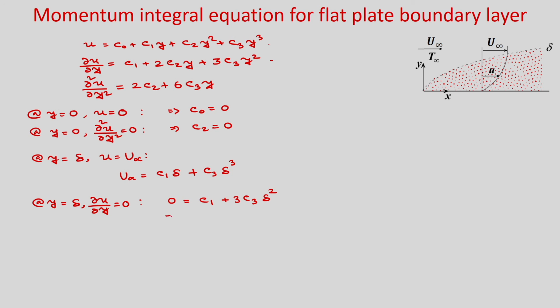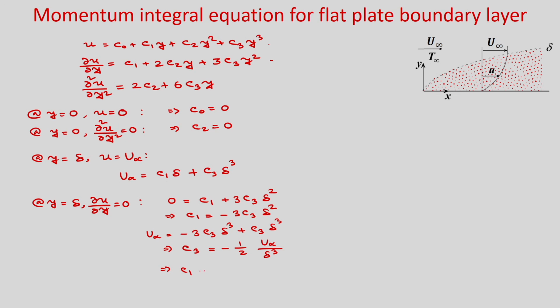So, you can find C1 is equal to minus 3 C3 delta square, and if you put it here, you will get u infinity is equal to minus 3 C3 delta cube plus C3 delta cube. So, what you will get? You see here minus 2 C3 delta cube. So, C3 will be minus 1 by 2 u infinity by delta cube. So, C3 is equal to minus half into u infinity by delta cube.